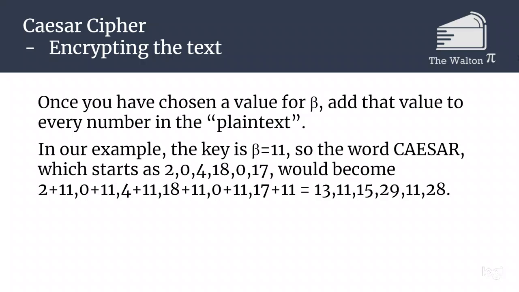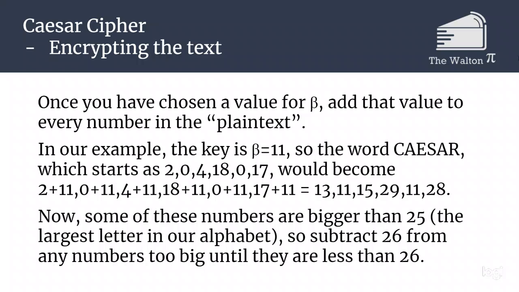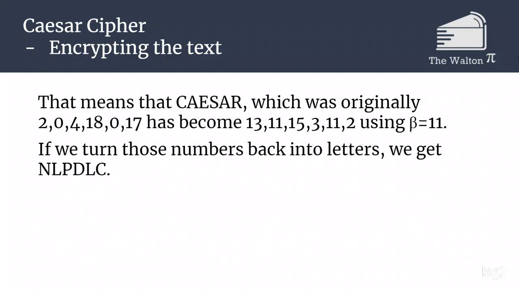Now, each of these is going to represent a new letter. But you might see a problem. A couple of these numbers are bigger than 26. So, to solve that, we are going to be subtracting 26 from any numbers that are too big until we get a number that is less than 26, so something from 0 through 25. If you're familiar with integer arithmetic, this is just adding modulo 26. If you would like to learn more about that, check out the video in the card.